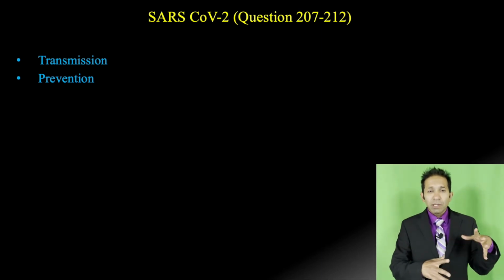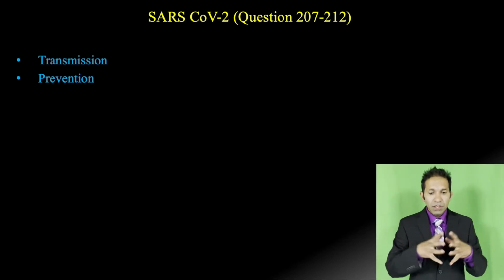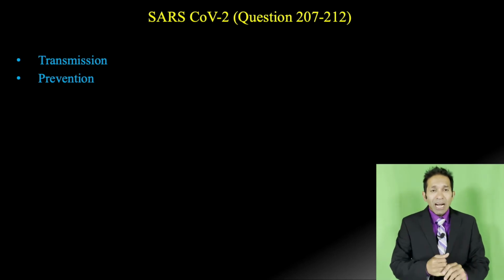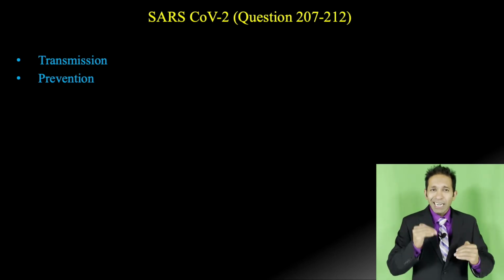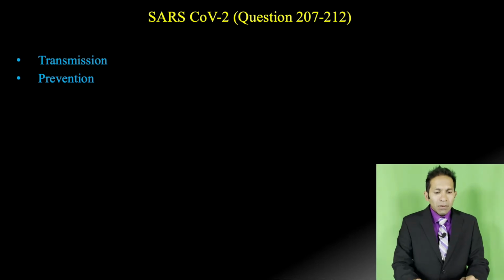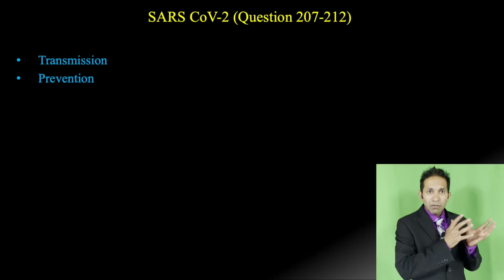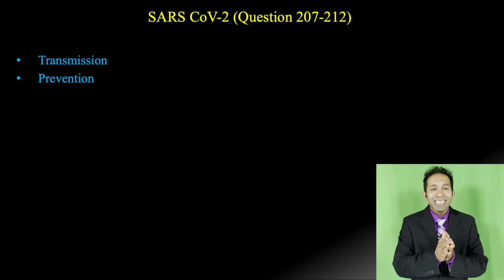In the last section, we'll talk about SARS-CoV-1 and MERS. Here we will do 5 questions. This video is also recorded in the month of August. I will try to give you the latest guidelines from CDC. We're going to talk about 2 concepts here: transmission of SARS-CoV-2, which causes COVID-19 infection, and prevention. SARS-CoV-2 is the name of the virus and COVID-19 is the disease.